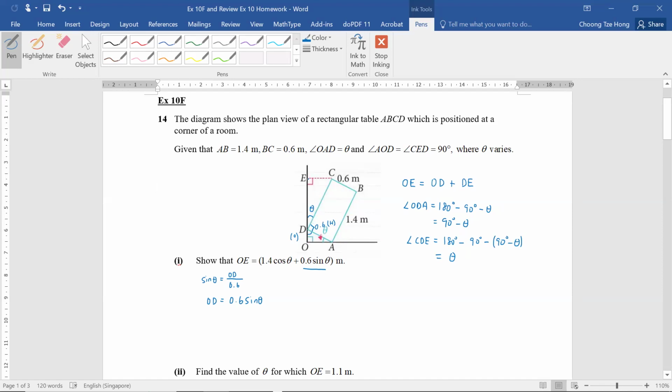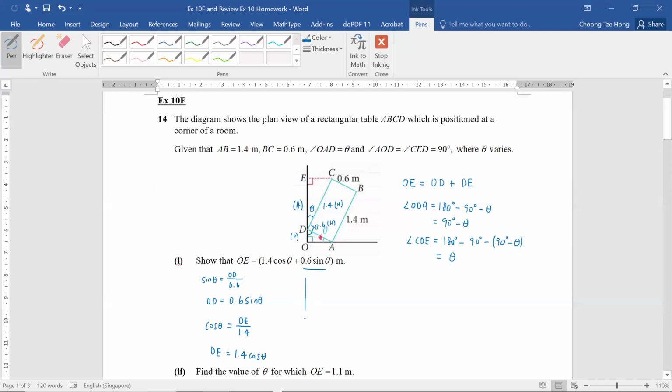Do we know any lengths in the triangle CDE? Same thing, opposite sides of a rectangle have equal length, so this will be 1.4. Again, this is the hypotenuse of the triangle CDE. The length that we want to find, DE, is the adjacent side. So in this case, we will use cosine. Cosine theta will be DE over 1.4. So DE is 1.4 cosine theta.